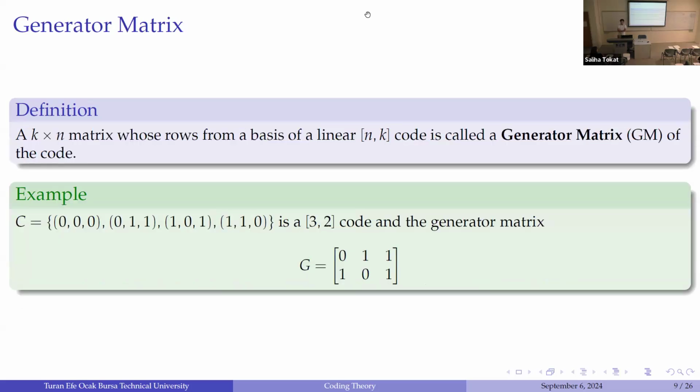Now I give the generator matrix. A generator matrix is basically a matrix whose rows form a basis of the code. And we have a code here, with two basis elements. Our length is n and k is 2. We have two elements in our basis, 0, 1, 1 and 1, 0, 1. Here's our generator matrix.